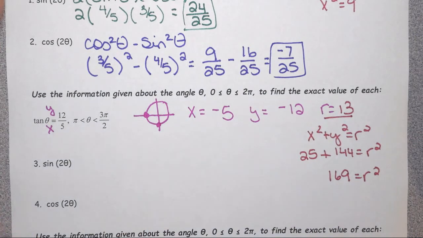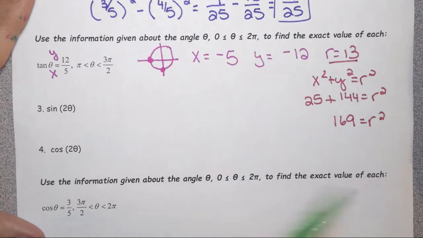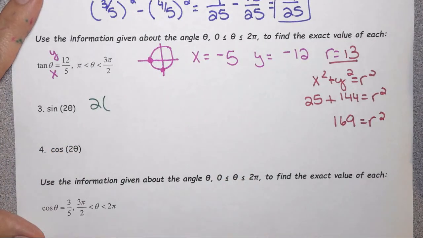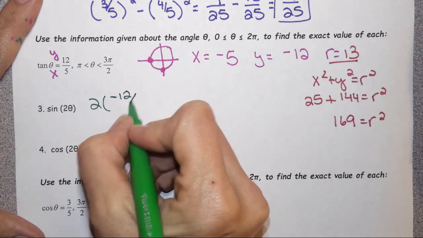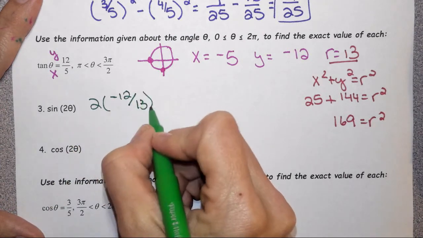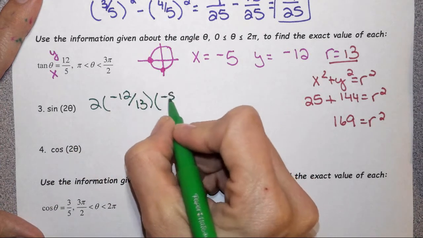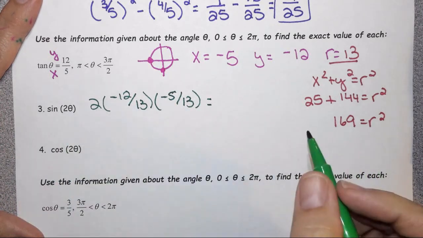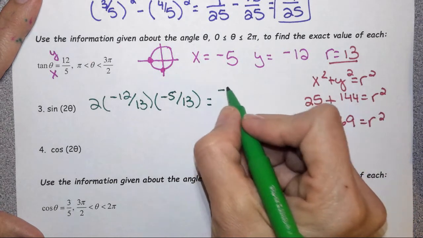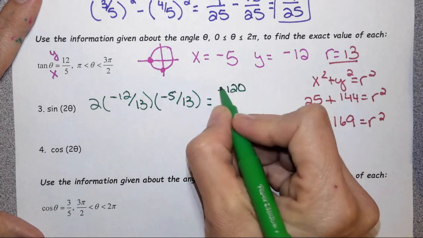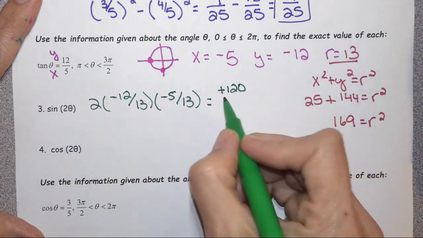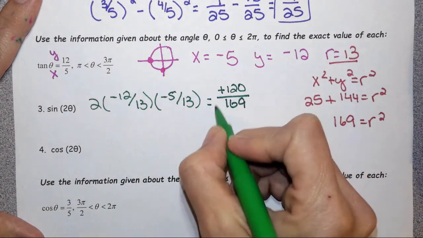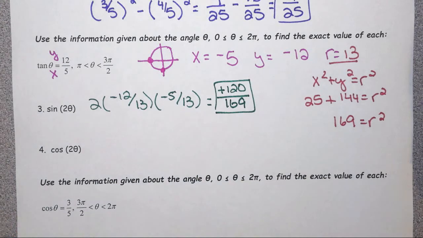Now I'm just going to plug into my formula again, just like we did a second ago. I'm going to have 2 times sine, which is negative 12 over 13, times cosine, negative 5 over 13. I'm going to multiply all the tops, and I get 120, because a negative times a negative. And then all the bottoms, we get 169. So positive 120 over 169.